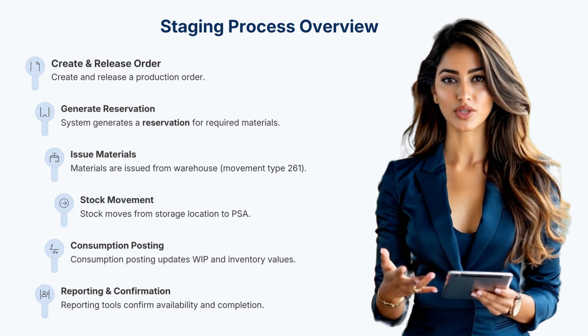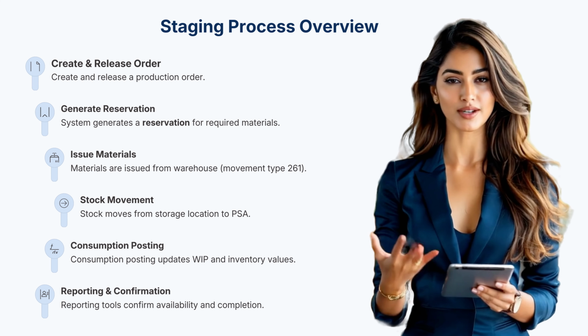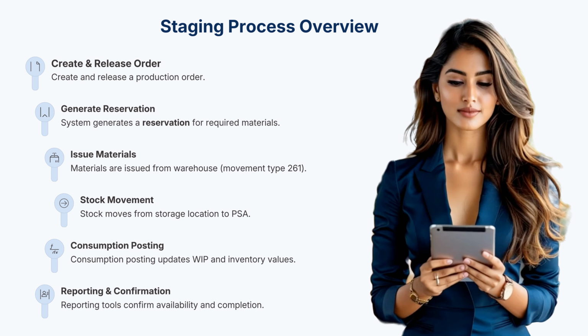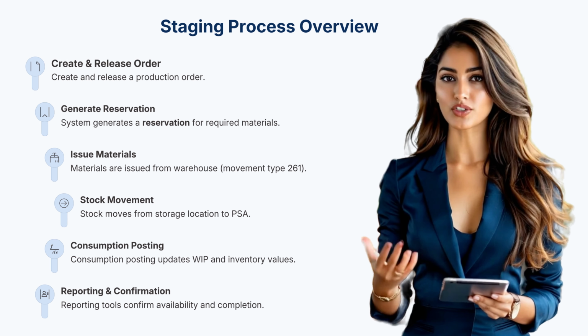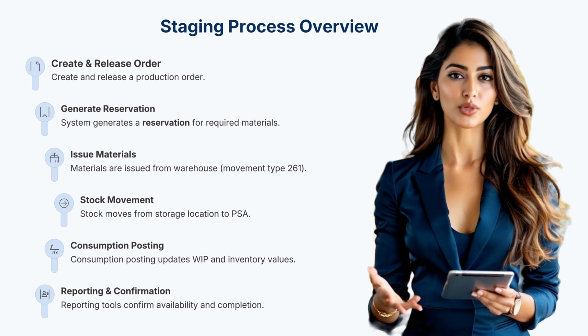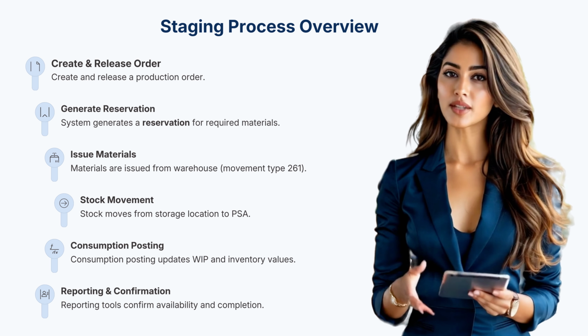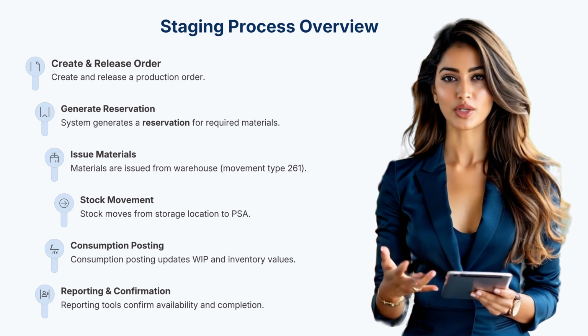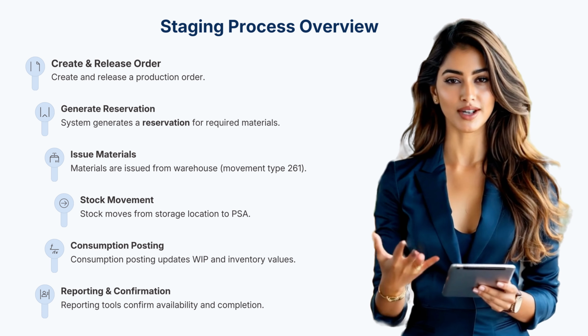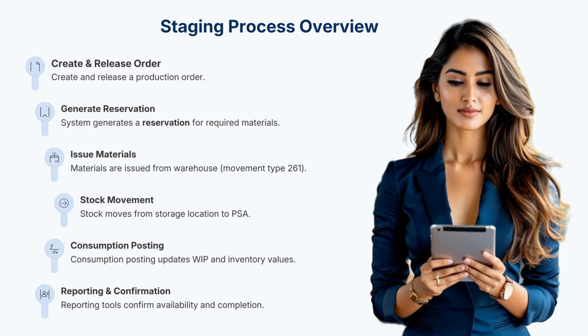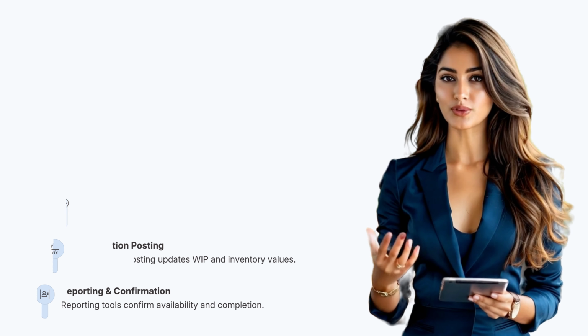Staging process overview. Let's visualize the staging process. When a production order is released, the system creates a reservation for required components. Warehouse operators issue materials from storage using movement type 261. These materials are then staged at the PSA and consumed during production confirmation. The process updates both inventory and financial accounts instantly.